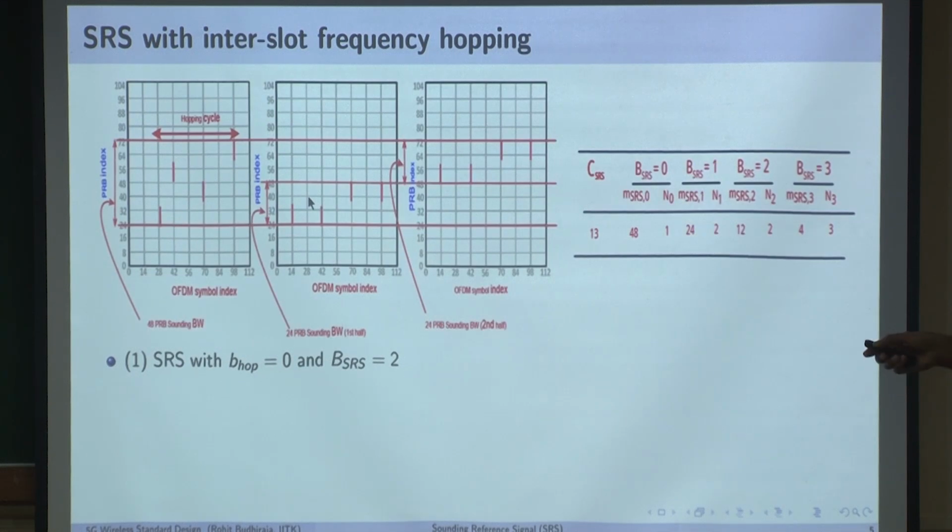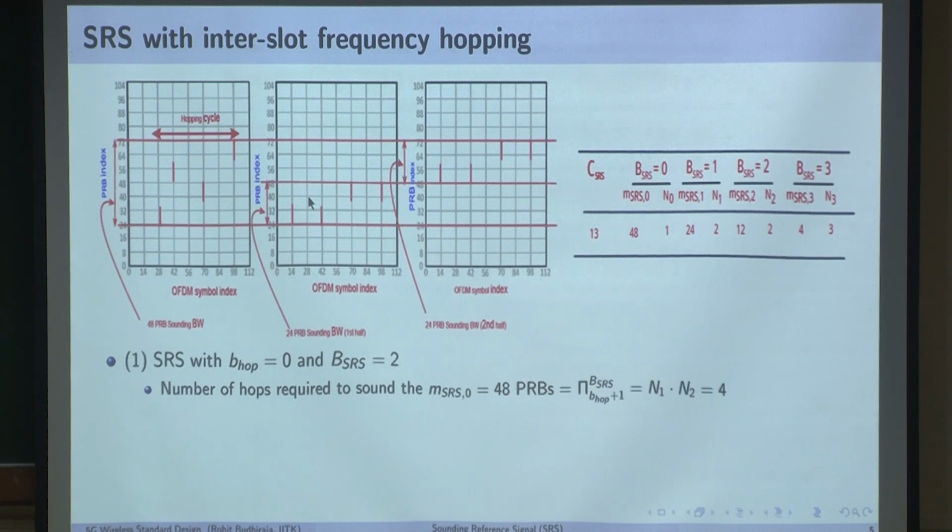So this is inter-slot hopping. The figures were drawn by different students, so different colors. It's the same table: SRS with B hop equal to 0 and BSRS is 2. So what are we doing here? The number of hops required to sound the 48 PRBs is 4 hops. This is a slightly different example. We are doing it in 4 hops: 1, 2, 3 and 4.